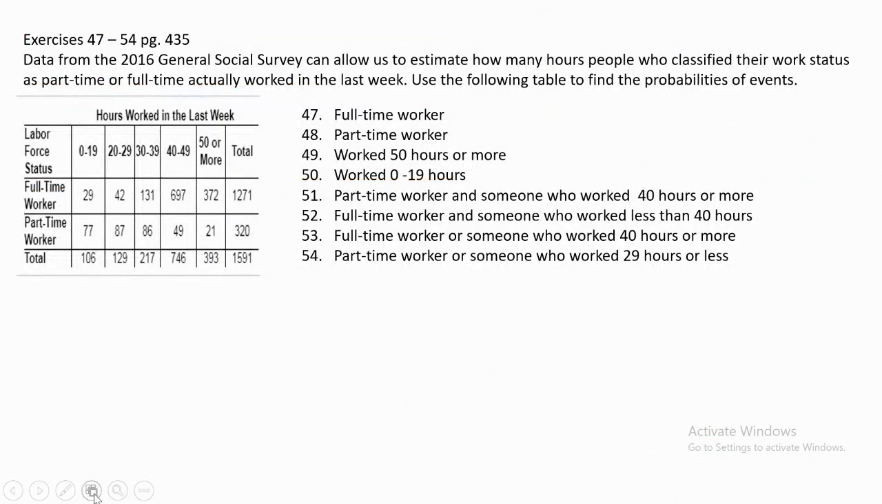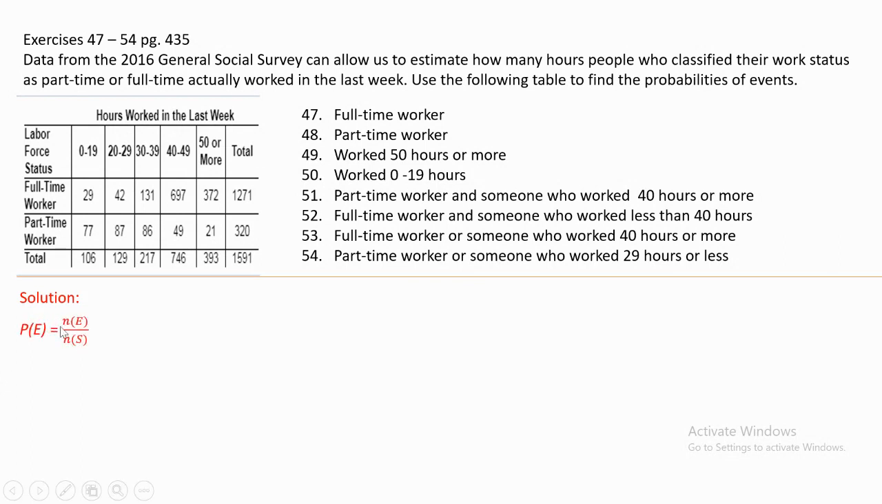Okay, we're almost done here, guys. I think I need like 2 or 3 more slides. So here, guys, this is actually exercises 47 to 54 on page 435. Data from the 2016 General Social Survey can allow us to estimate how many hours people who classified their work status as part-time or full-time actually worked in the last week. Use the following table to find the probabilities of the events. Okay? So here we go.